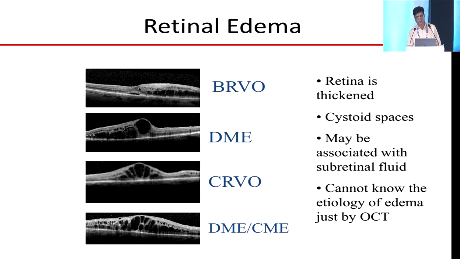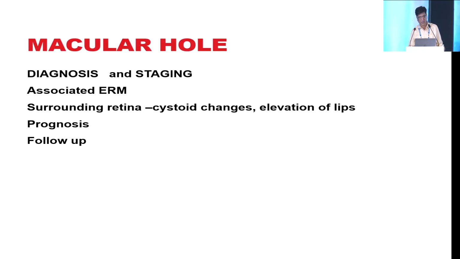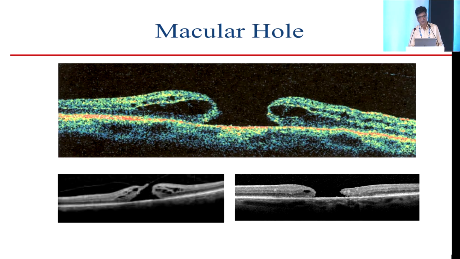So this is, of course, the BRVO. The one classical picture in BRVO is a hemiretinal type of edema, so that even just seeing the OCT, you can make a diagnosis of BRVO. And CRVO, of course, will have full thickness edema, and DME and CME we all see day in and day out and treat accordingly. The macular hole, of course: the diagnosis and staging, the associated ERM, the surrounding retina, cystoid changes, and elevation of lips. Here we can objectively analyze the possibility of success after surgery and explain to the patient. And the follow-up you can do very regularly and routinely, with great effect to the patient's satisfaction. This is, of course, something everybody can diagnose: the full thickness macular hole.